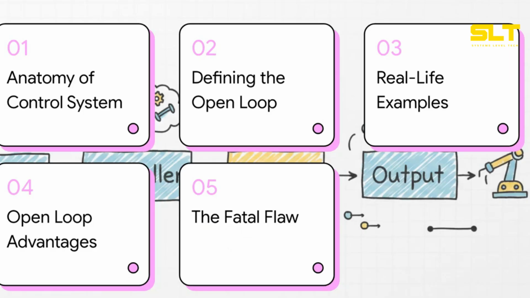Here's our roadmap for today. First, we'll look at the anatomy of control systems. Second, defining the open loop. Third, we'll hit some real-life appliance examples. Fourth, the open loop advantages. And finally, the fatal flaw.